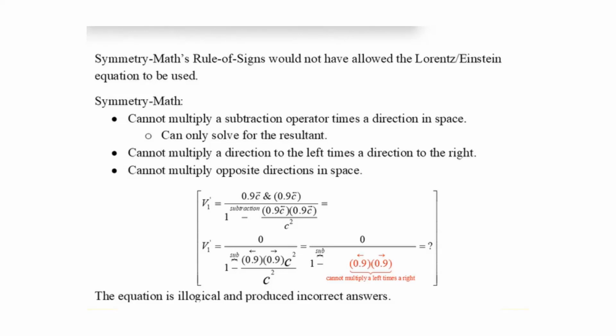And if you take a subtraction operator and try to multiply something going to the right by something going to the left, it is totally illogical and not allowed. So the top one is 0 and the bottom one is not allowed. The equation is illogical and produced the ridiculous Einstein idea that light has only one speed.